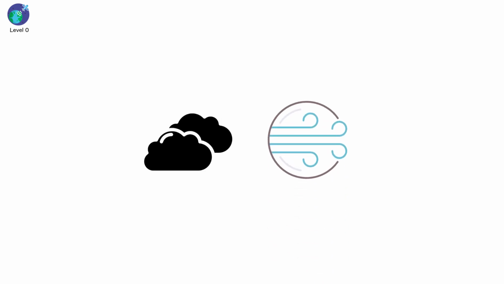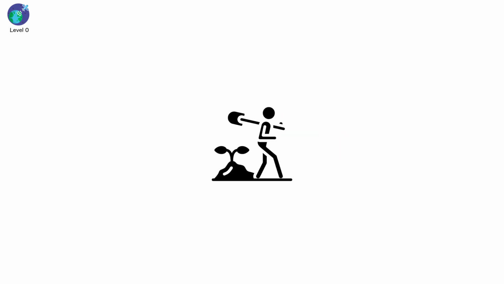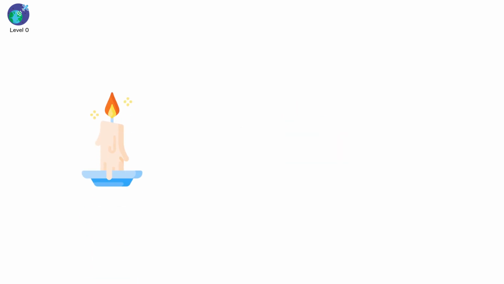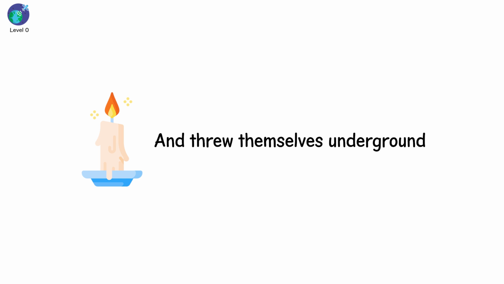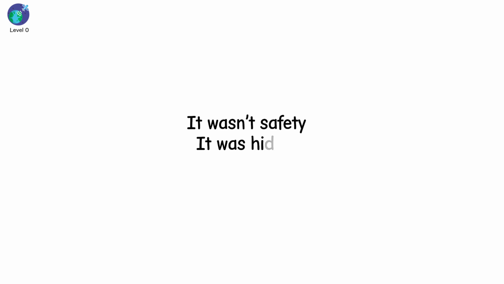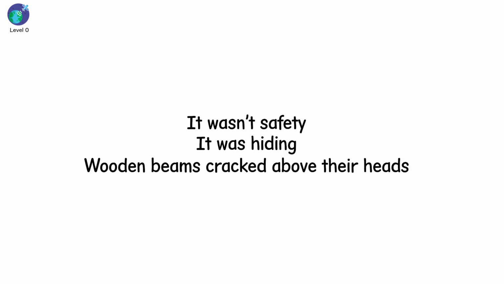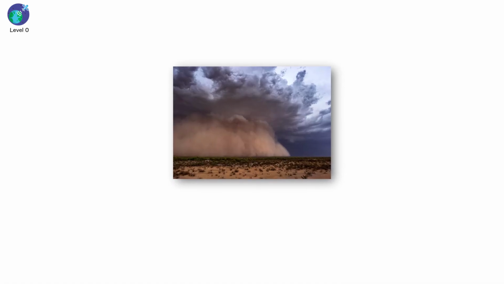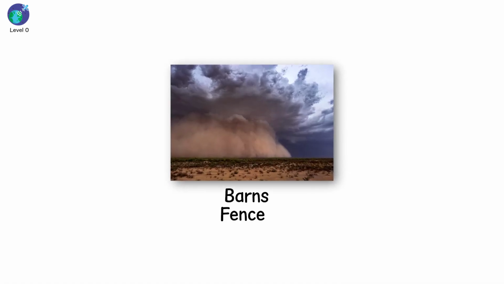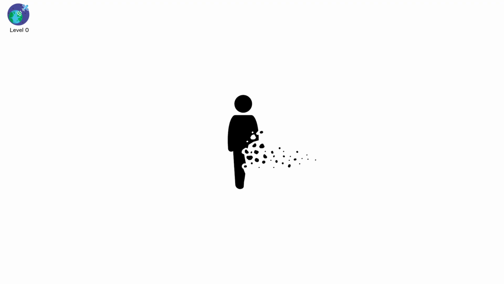Families dug cellars into fields. Farmers built root cellars, not just for potatoes, but for survival. When the sky turned black and the wind began to scream, whole families ran barefoot across dirt, clutching candles, and threw themselves underground. It wasn't safety, it was hiding. Wooden beams cracked above their heads. Dust rained down. The world they had built, barns, fences, even homes, might be gone when they climbed back up.